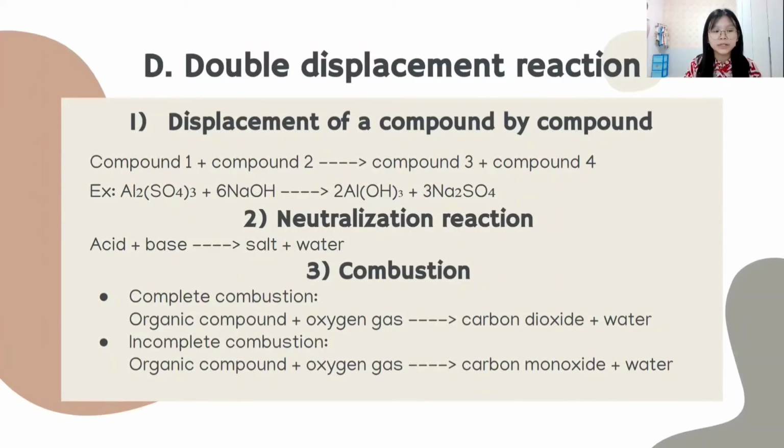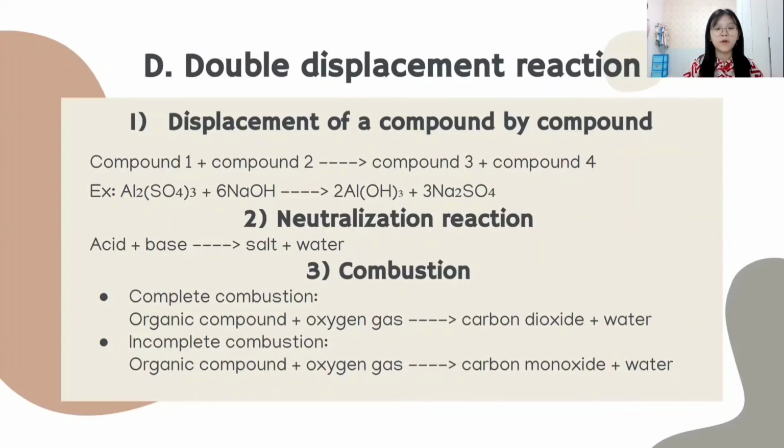Number 2, neutralization reaction, with the general equation: acid and base yields salt and water. The example, 2 moles of hydrogen chloride when reacts with barium hydroxide yields barium chloride and 2 moles of water.